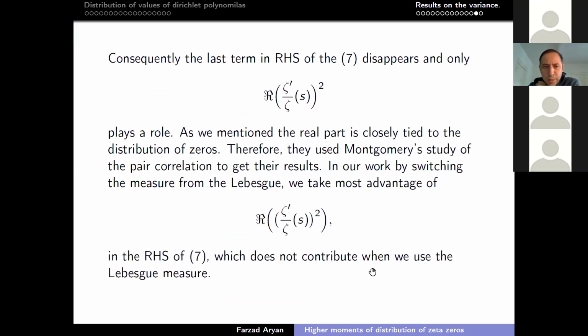I think, yeah. So the most important point about the proof is that by switching from the Lebesgue measure to the measure I get from these modifiers, I can get the result that I showed you. And yeah, the rest of it is pretty straightforward.